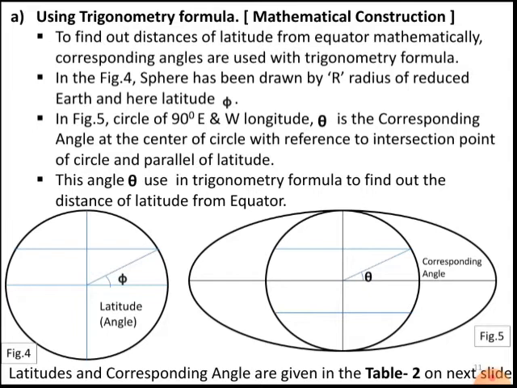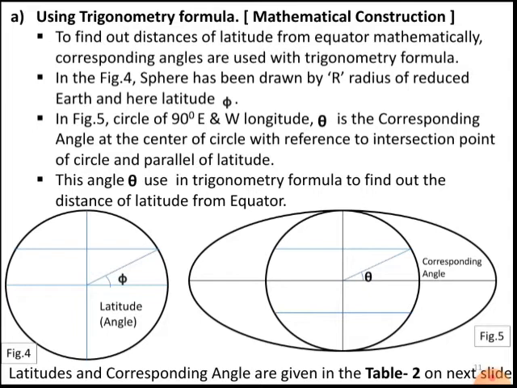So this new angle is introduced after the construction of the 90 degree east and 90 degree west meridian circle, and it is the angle of any point on the circumference of that circle when joined to the center of earth. So with respect to the equator, you will have one angle as shown here, theta, that is called the corresponding angle, and it is not exactly equal to the latitude except at 0 and 90. In between you will have the new angles. Those angles are called the corresponding angles.